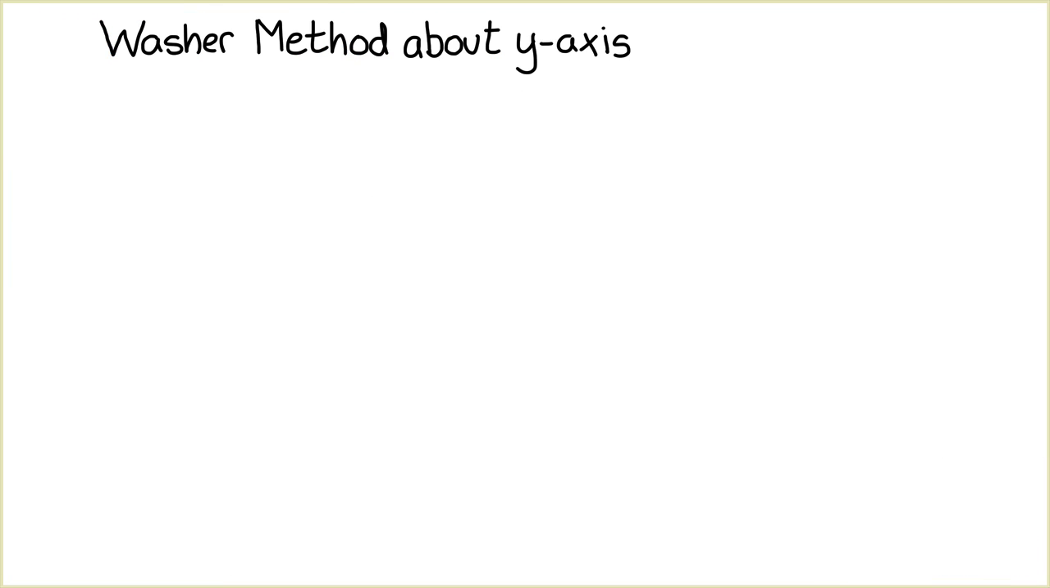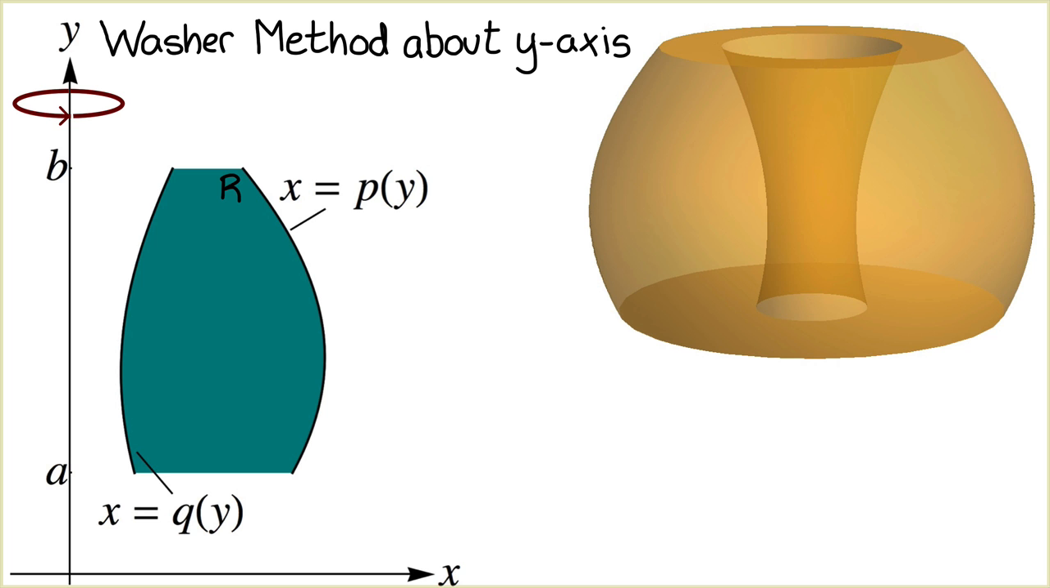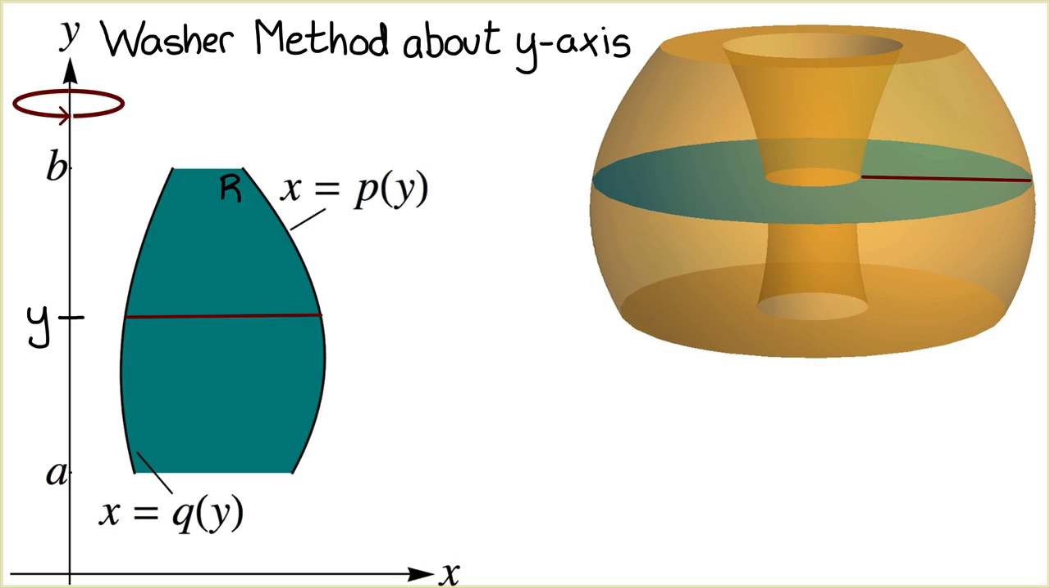Now recall the washer method about the y-axis. Suppose that we have a region R bounded between the curves x equal q of y and x equal p of y, and suppose we revolve this region about the y-axis. Then we obtain the following solid that's bounded between this outer surface and this inner surface. For any value of y in between x equal a and x equal b, let's draw a line segment from q of y to p of y. If we revolve this line segment about the y-axis, we obtain the surface of a washer given here.